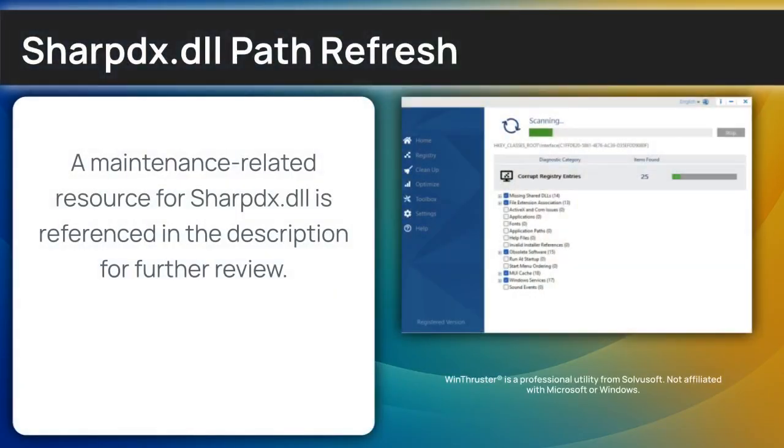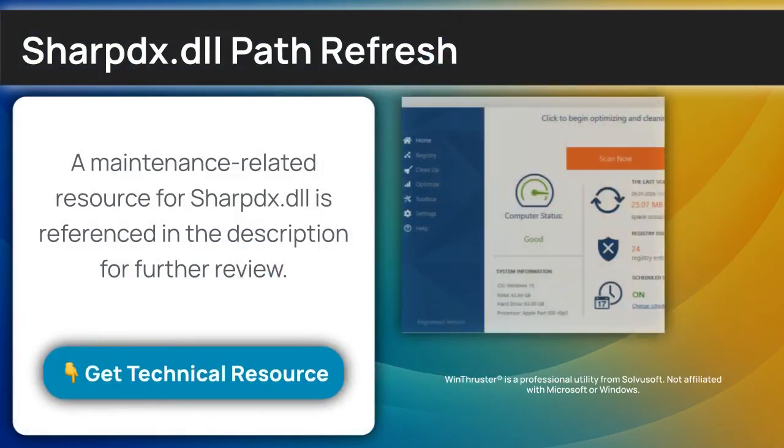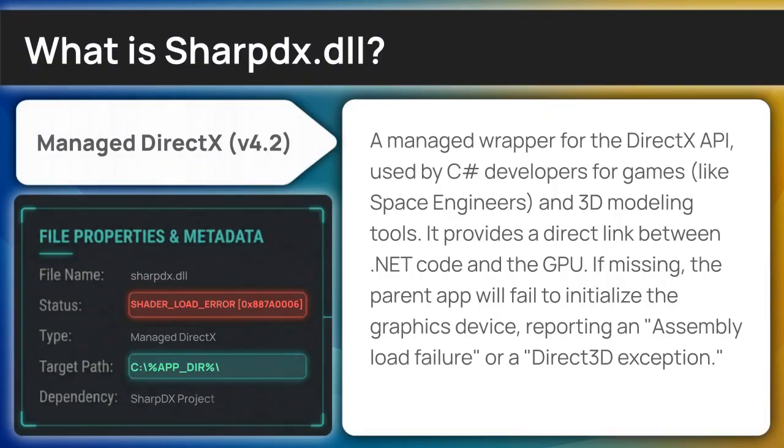Before we get started with SharpDX Managed DirectX, you may want to try the diagnostic path below to ensure your system is properly synchronized. This is the SharpDX Managed DirectX, a managed wrapper for the DirectX API used by C-sharp developers for games like Space Engineers and 3D modeling tools. It provides a direct link between .NET code and the GPU. If missing, the parent app will fail to initialize the graphics device, reporting an assembly load failure or a direct 3D exception. Let's transition to the solution, starting with the official Microsoft redistributable.